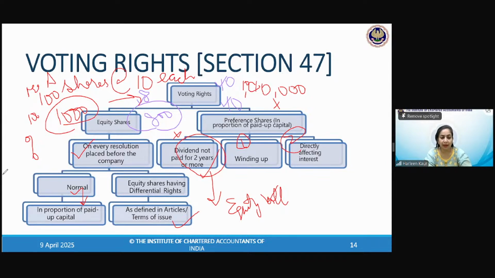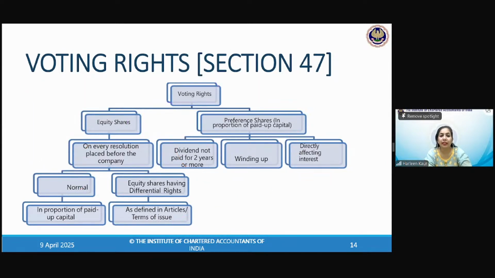Section 47, the voting rights. So quickly tell me, if the dividend of the preference shareholders is not paid for 1 year or more.